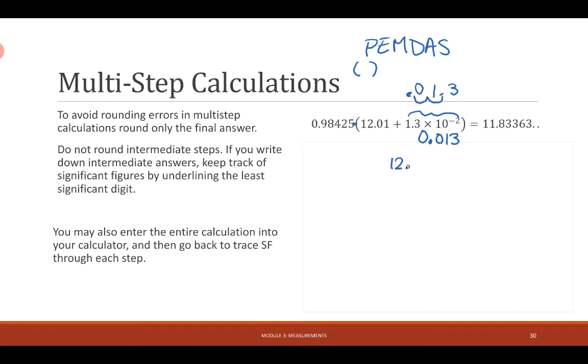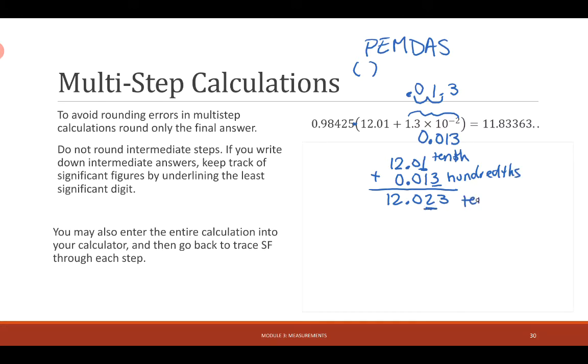So 12.01 plus 0.013 is 12.023. Based on my addition rule, I can see that this one is in the tens place, and that's the least precise. This is the hundredths, tenths. Gotta remember my THs, hundredths.